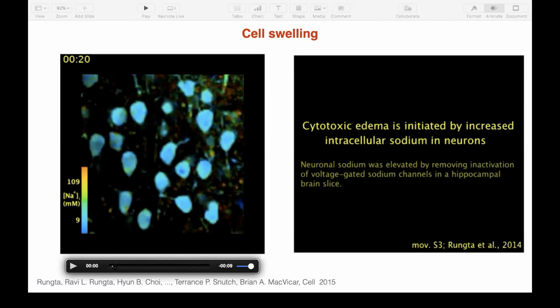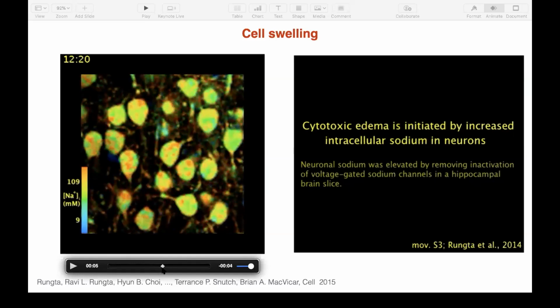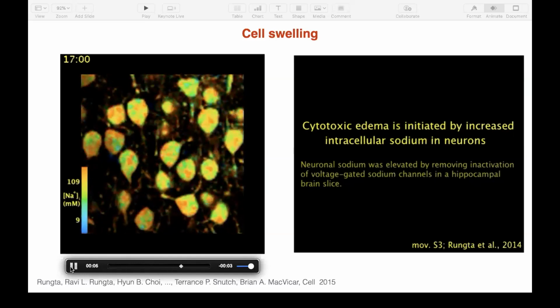But after application of a particular drug, in this case a drug that keeps the sodium channel open, but it's very similar to ATP depletion because there's massive sodium influx. And this is indeed shown here in the movie in a very nice way. So all the yellow indicates a huge increase in intraneuronal sodium concentration. And at the same time, it's observed that the neurons increase in size. So there is cytotoxic edema.